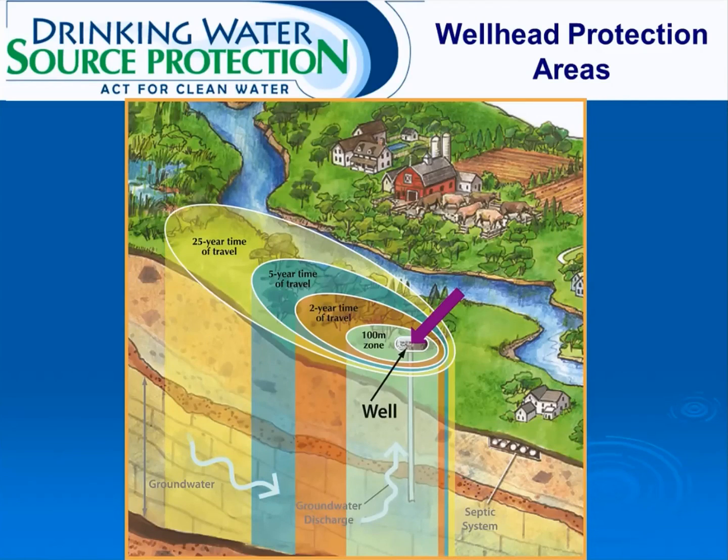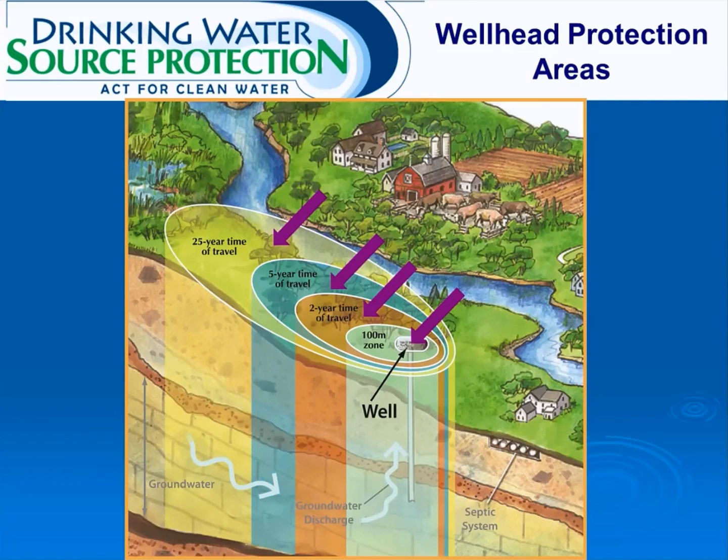Wellhead Protection Area B, or WHPA-B, is an area where it takes water being drawn toward the well through the ground no less than 2 years to reach the well. Wellhead Protection Area C, or WHPA-C, is an area of land where it takes water being drawn toward the well through the ground no less than 5 years to reach the well. Wellhead Protection Area D, or WHPA-D, is an area of land where it takes water being drawn toward the well through the ground less than or equal to 25 years to reach the well.